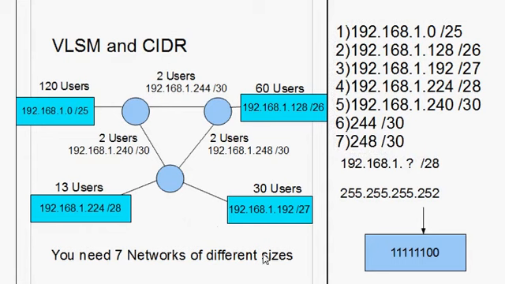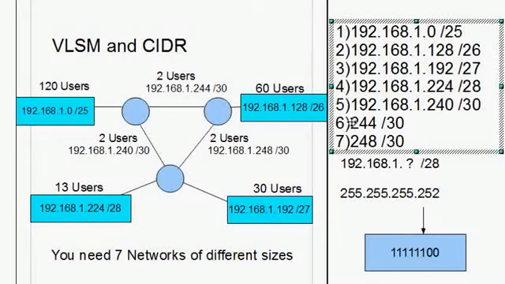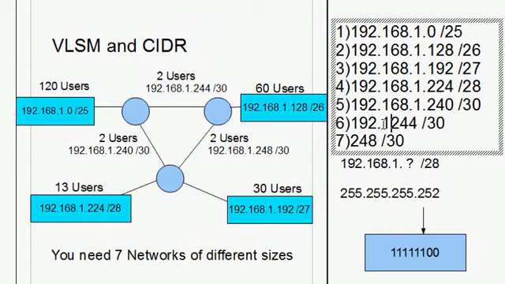So now I have 7 networks, right? All are a different size subnet mask, but none of the networks cross over. In other words, they all use a different address space that's not conflicting. And that's a variable length subnet mask network. We used a /25, a /26, a /27, /28, and 3 /30s to get networks to accommodate the size of 120 users, 60 users, 30 users, 13 users, and 3 point-to-point links in between.